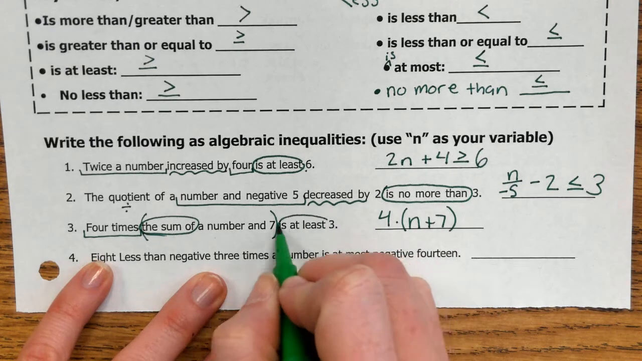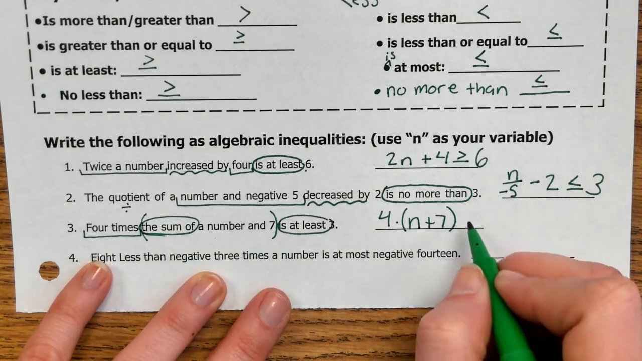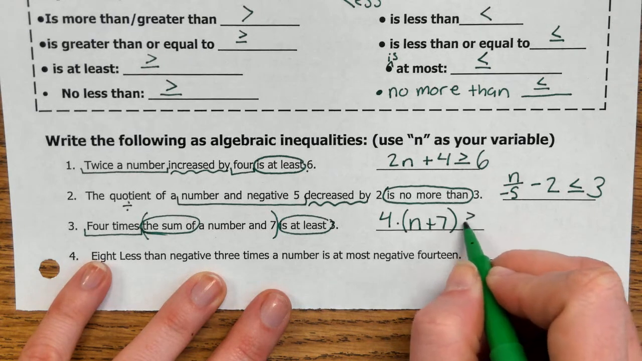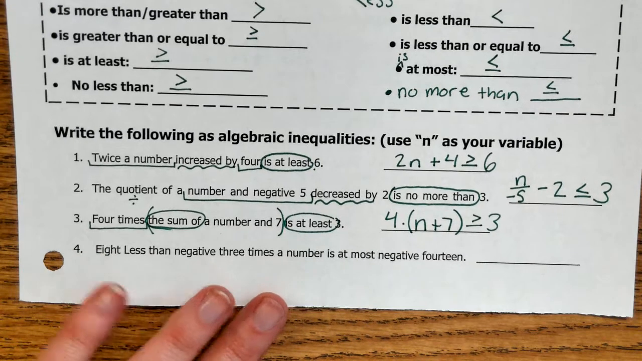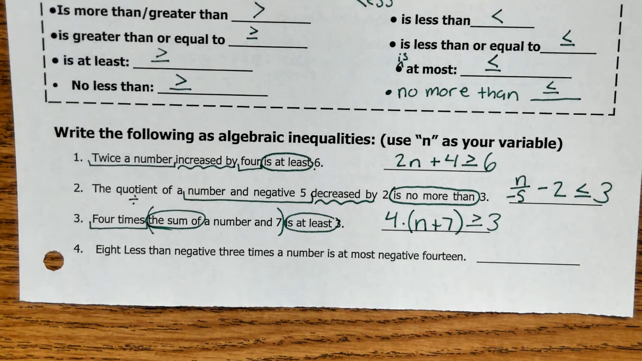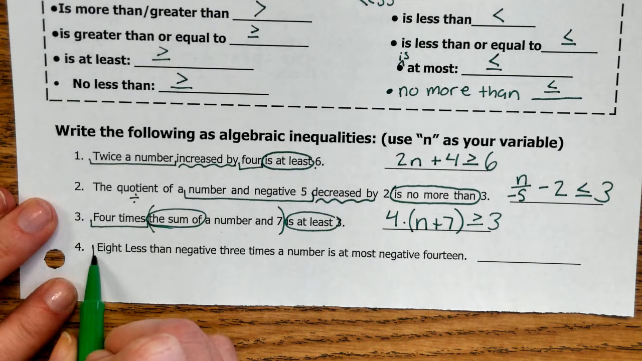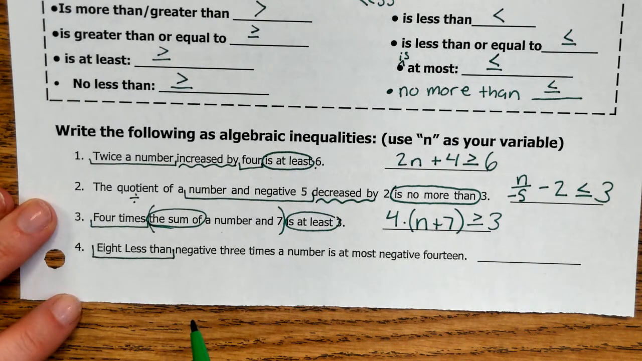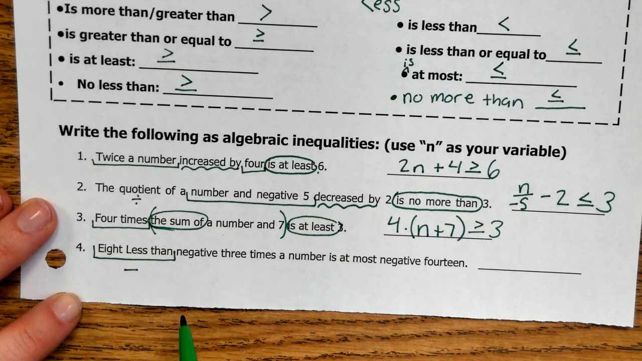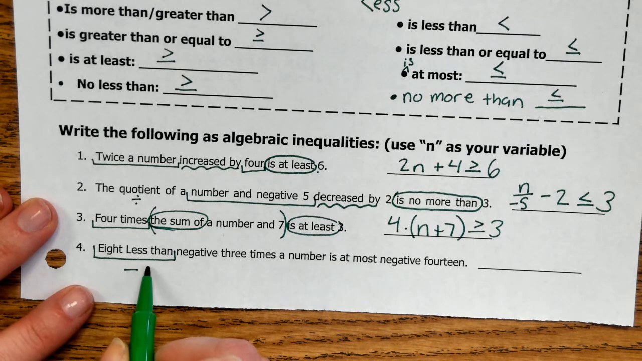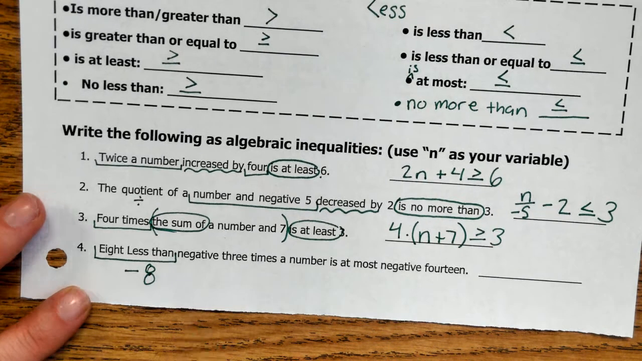Is at least, what's that one? Greater than or equal to 3. Number 4 says 8 less than. What is less than? Subtract. What number are we subtracting? We're going to subtract 8.